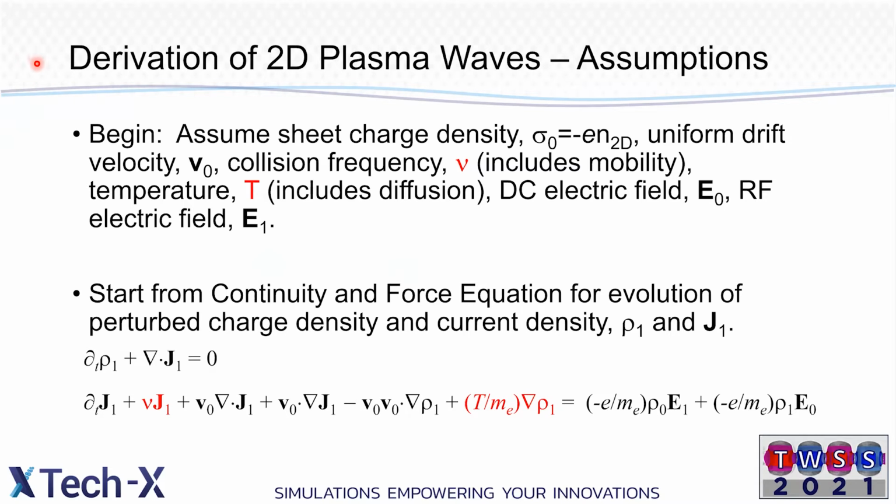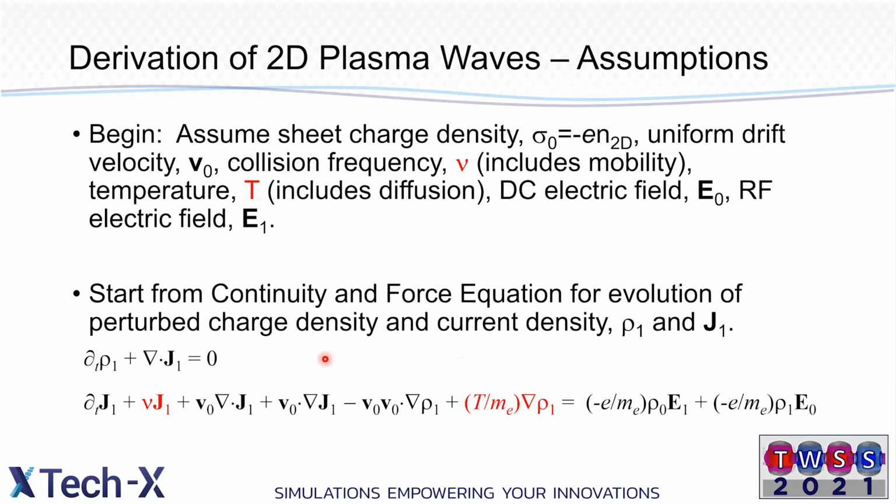Well, all good science is, you know, some fun and some math. So we'll have a few slides of math here. So this is what we're working with in terms of our two-dimensional plasma waves. We've got a sheet current density, which is minus e n2D. We're going to allow ourselves a drift velocity, V0. Now, this is typically a solid state drift velocity, again, in the 10 to the 4, maybe 10 to the 5 meters per second. Nowhere close to a vacuum electronic beam, which might be near the speed of light. So this is a very small velocity. Collision frequency, temperature, DC electric field, and then our perturbed electric field, E1.